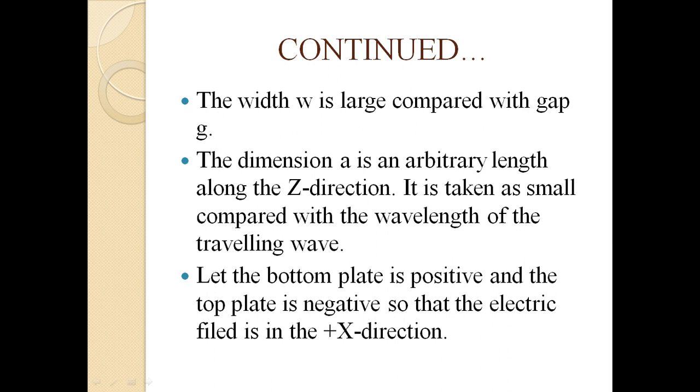Here the width of the transmission line W is large compared with the gap G. Similarly, the dimension A, which is shown along the z-axis, is an arbitrary length. We can take it as small compared with the wavelength of the traveling wave. And also we assume that the bottom plate is positive and the top plate is negative, so that the electric field is in the plus x direction.